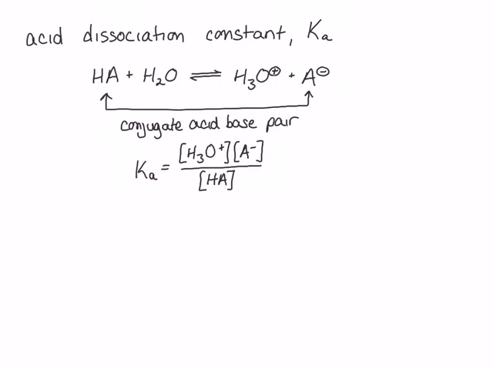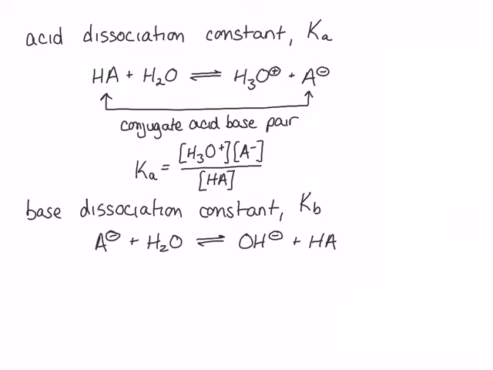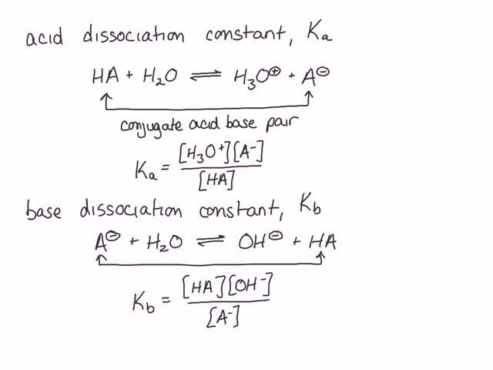So a larger Ka value indicates a stronger acid, because a larger value means that this reaction lies further towards the right. The strength of a base, conversely, is described by the base dissociation constant, or Kb. So it's an equilibrium constant for the following reaction. It shows the base reacting with water to give hydroxide ion and the conjugate acid. Again, we have a conjugate acid-base pair here. And Kb is the equilibrium constant for this reaction, so products over reactants. And again, a larger Kb value means this reaction lies further to the right and that we have a stronger base.